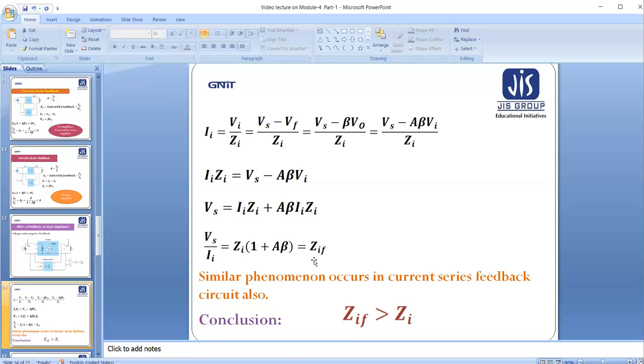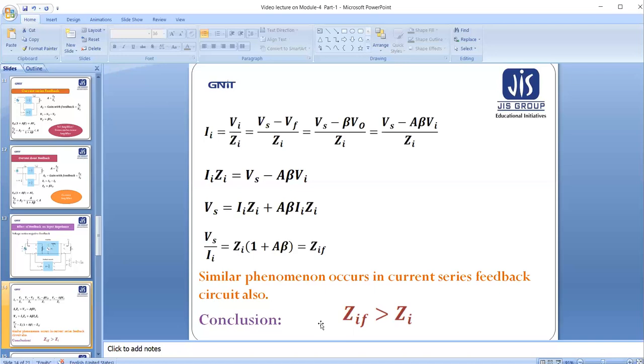What we observe is that Zif is increased from the input impedance without feedback. So for voltage series, the input impedance will be increased. The same phenomenon will be observed for the current series case also.